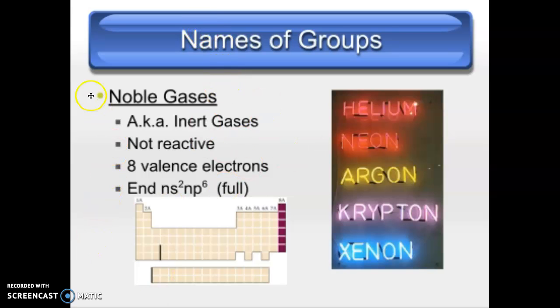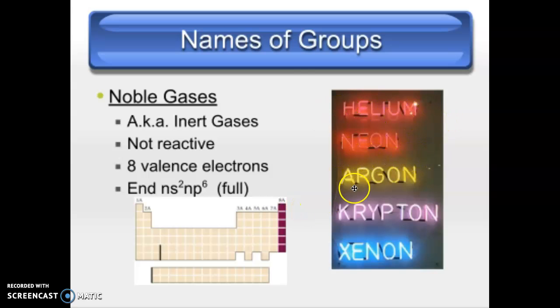The next group we need to know about is the noble gases. The noble gases are also known as inert gases. That's the farthest column on the right. These are not reactive elements because they already have 8 valence electrons, so they're already stable. So their configurations are going to end in s2p6. So it has a full electron configuration, a full energy level. So they're not going to react. They don't have to change. They're already happy the way they are.